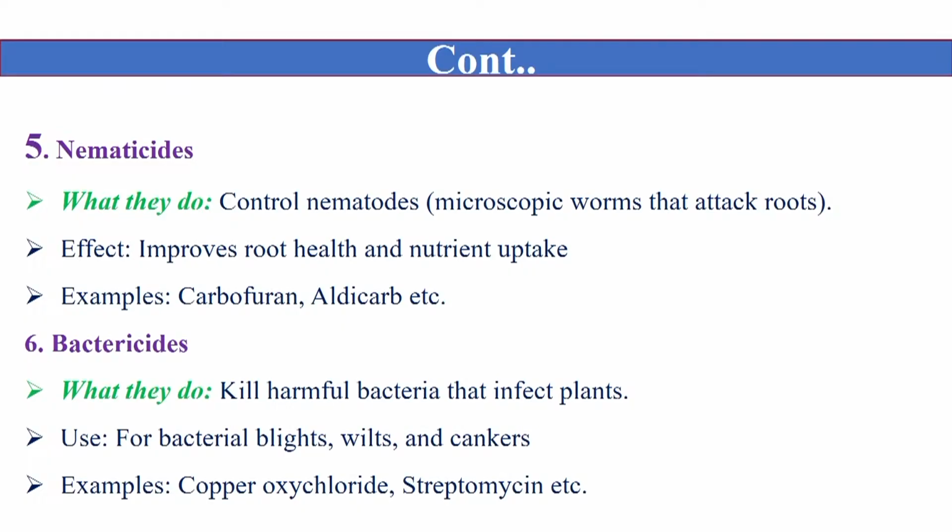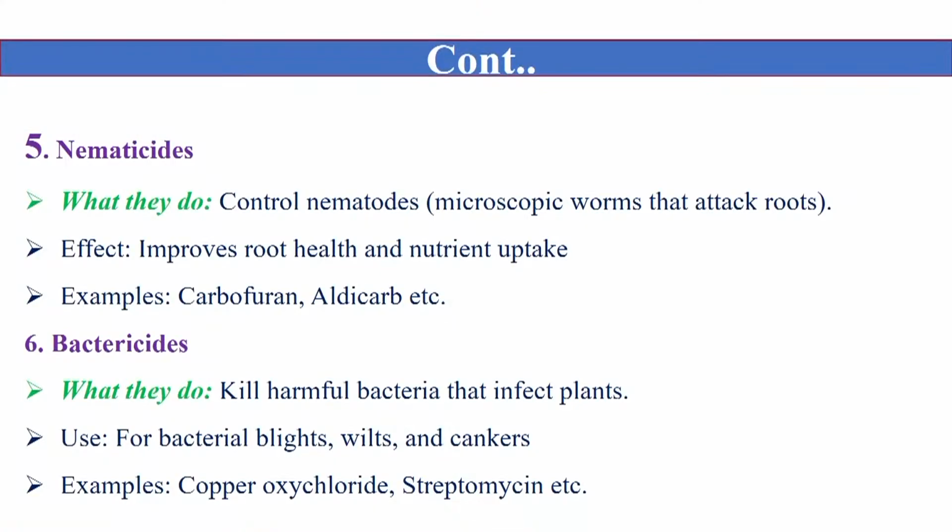And nematicide. Next is nematicide. Dear learners, I think you are all aware of nematodes. They are thread-like, microscopic, worm-like organisms, found basically in the rhizosphere area of plants. Examples of nematicides are carbofuran, aldicarb, etc.